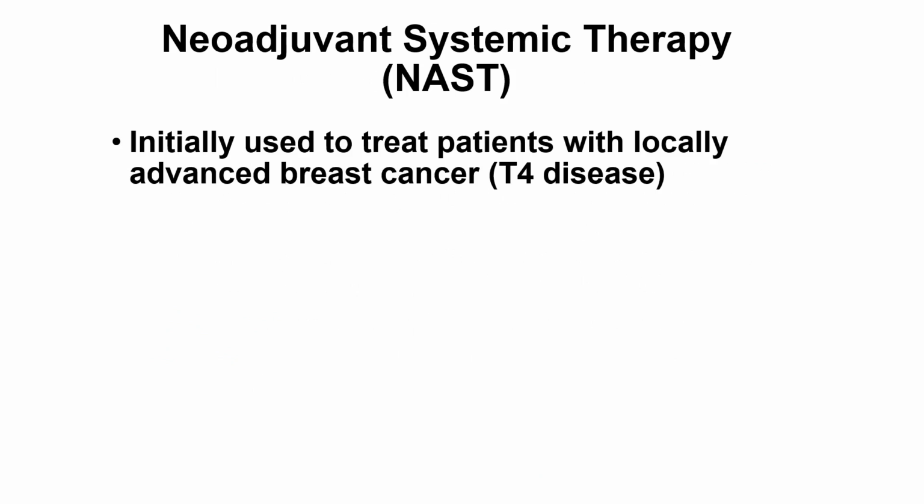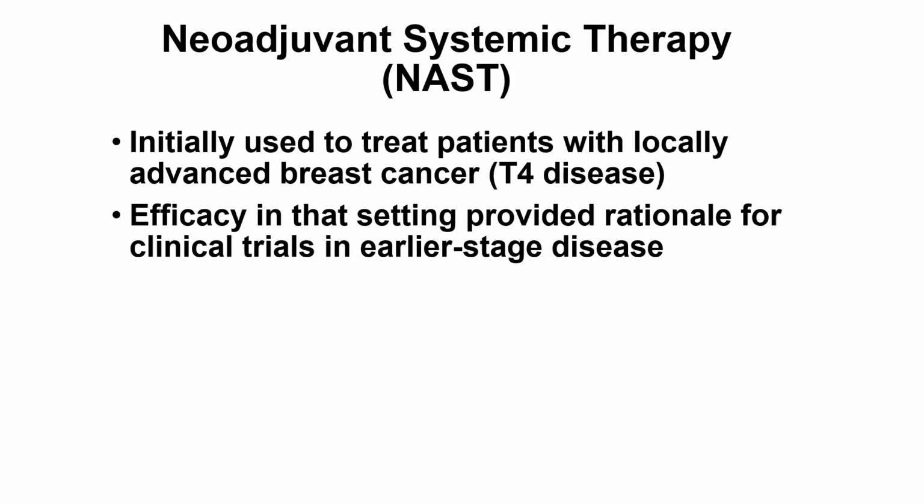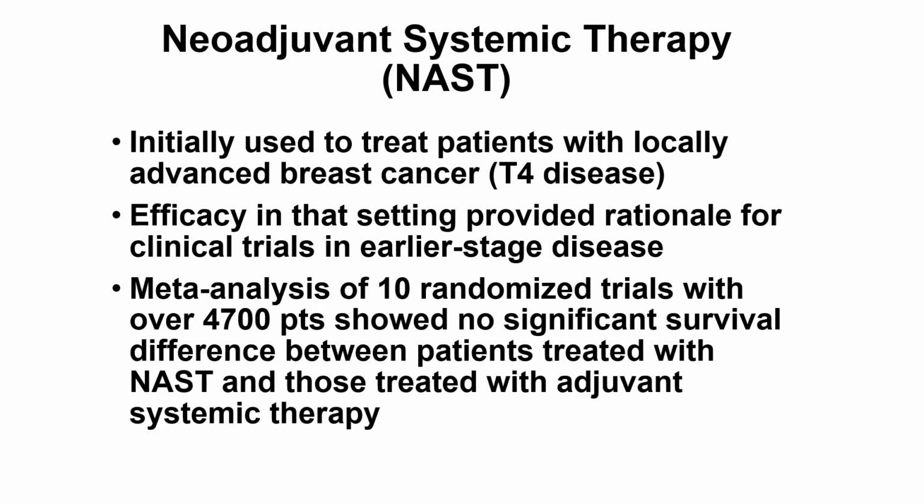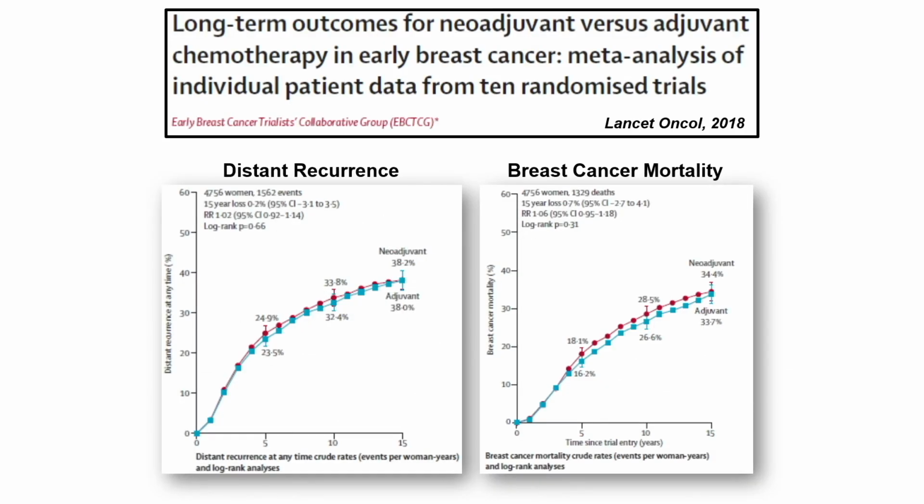So just from a historical perspective, neoadjuvant systemic therapy was initially used to treat patients with locally advanced breast cancer, that is those with T4 disease. But the efficacy in that setting provided the rationale for clinical trials in earlier stage disease. And a meta-analysis of 10 randomized trials with over 4,700 patients showed no significant survival difference between patients treated with neoadjuvant systemic therapy and those treated with adjuvant systemic therapy. And these are the distant recurrence and mortality curves from the Oxford overview comparing neoadjuvant to adjuvant systemic therapy. And you can see there's absolutely no difference.